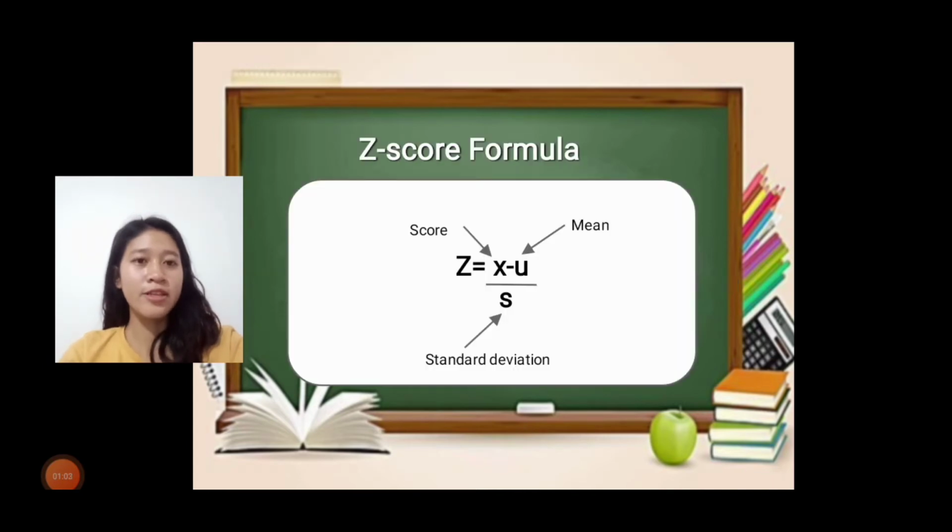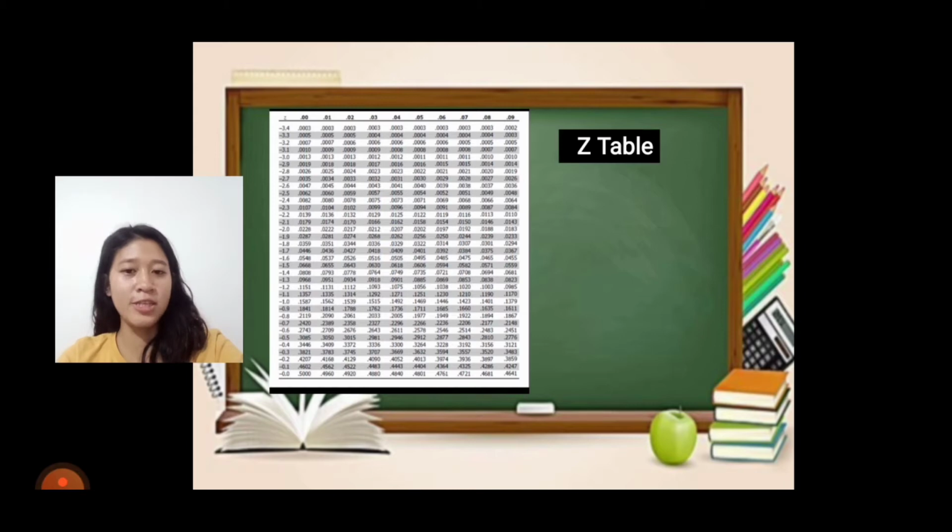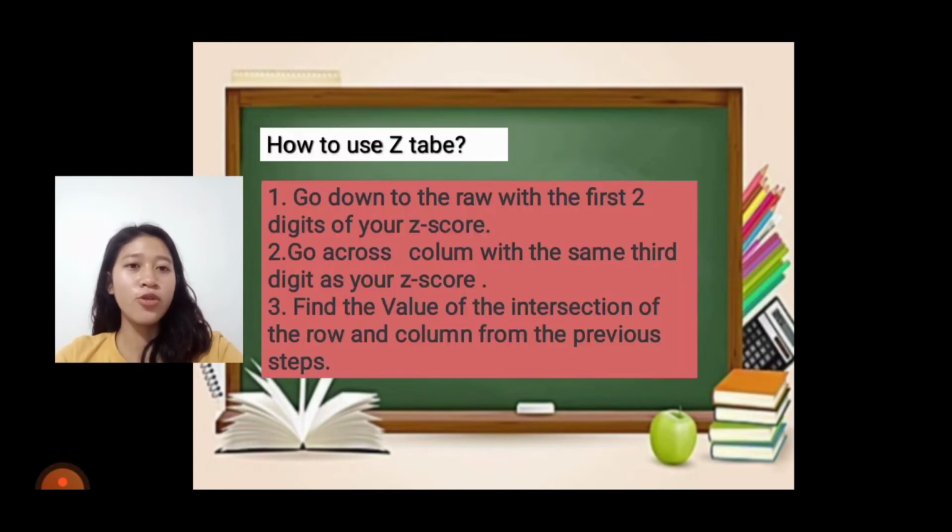The picture presented here is a z-table. A z-table is a mathematical table that allows us to know the percentage of values below a z-score in a standard normal distribution. To use the z-table, first, go down to the row with the first two digits of your z-score. Second, go across to the column with the same third digit as your z-score. Third, find the value at the intersection of the row and column from the previous steps.